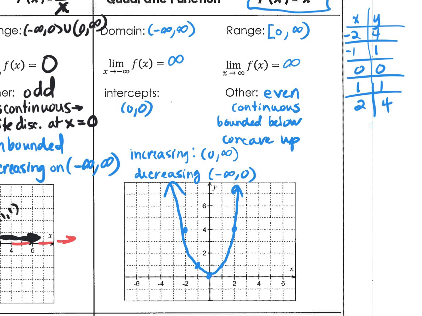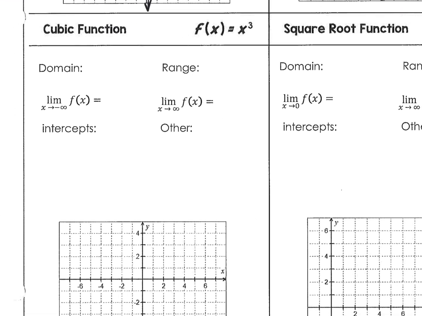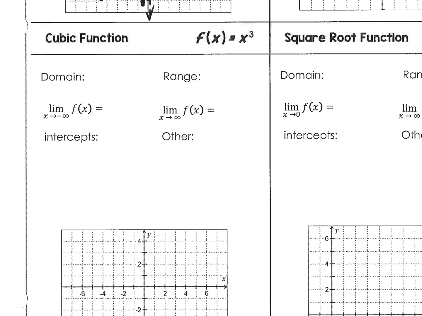All right, we're almost there. We've got a couple more to do. You've got 4 more: cubic, square root, absolute value, and cube root. The rest of them we're going to leave for another time. All right, the cubic function is x cubed. So this is y equals x cubed.